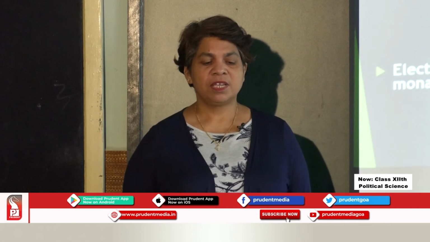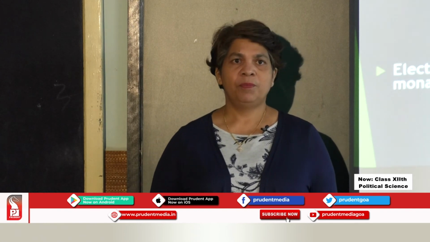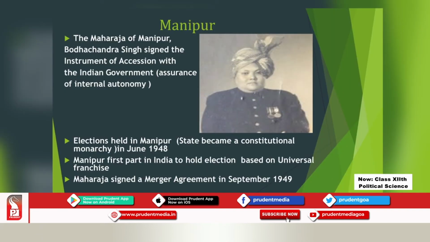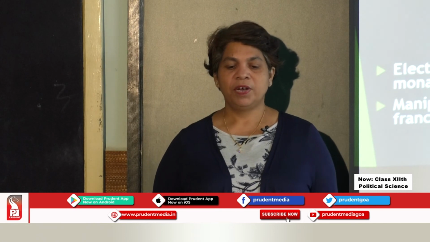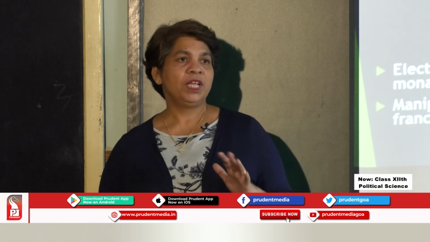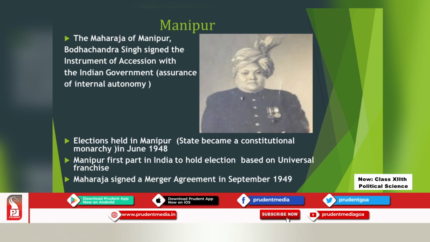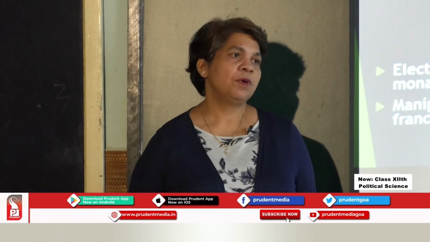Now, when Raja Bodh Chandra Singh signed the instrument of accession, the people of Manipur decided to have an election. They wanted to have their own government. So, for the first time, elections were held in Manipur, and the state became a constitutional monarchy in June 1948. This was the first part of India which held elections on the basis of universal adult franchise. Now, what is the meaning of universal adult franchise? All those who are 18 years and above have the right to vote. So, for the first time in India, elections were held in Manipur and a legislative council was formed.